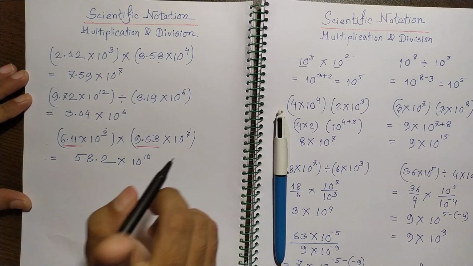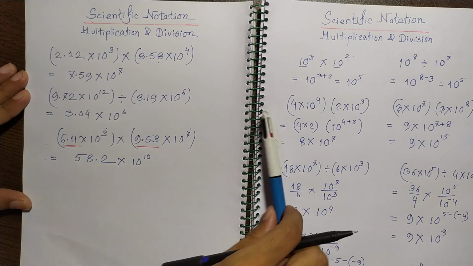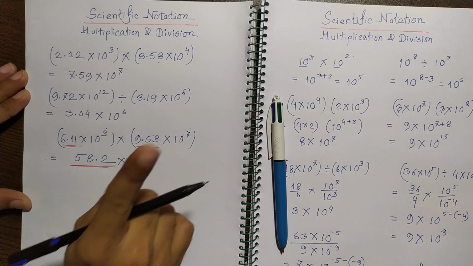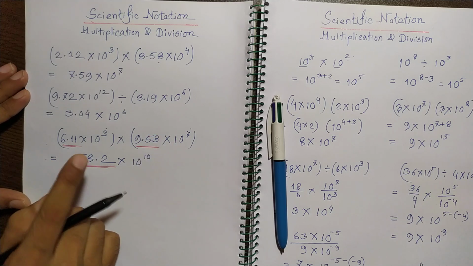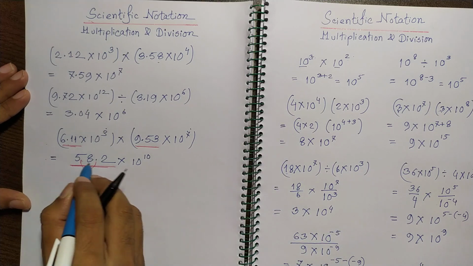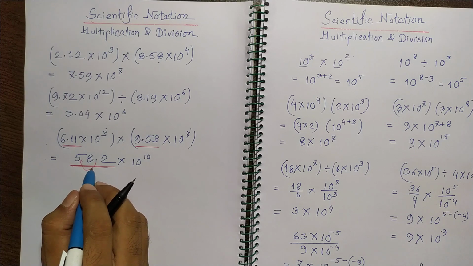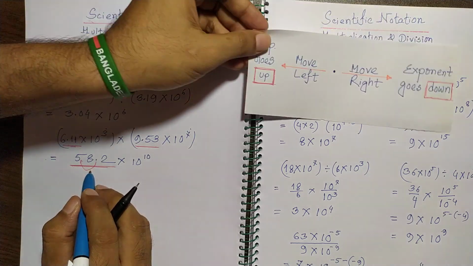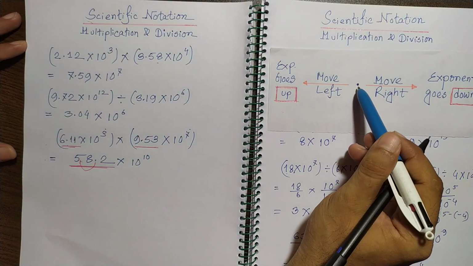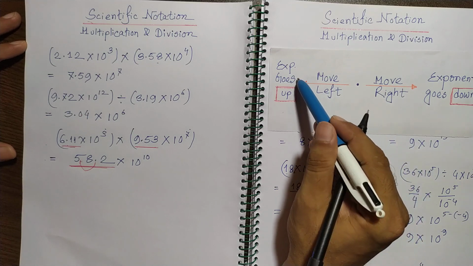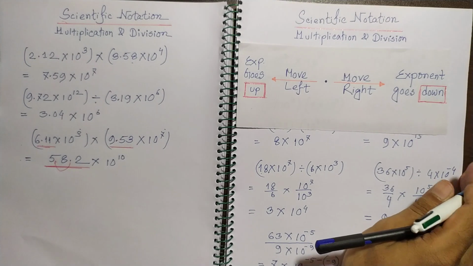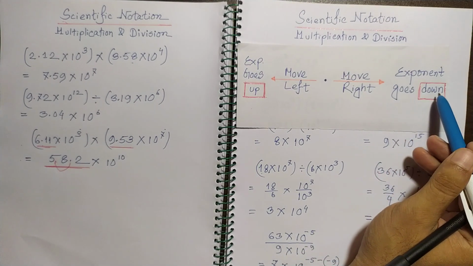But simply you must remember one thing, that this expression is not right. We must place one digit at the left of the decimal, so we need to move this decimal here, one digit left. So when we do the one digit left, can you remember what would be the process? If we move to the left from the decimal, our exponent goes up, and if we move to the right side, then the exponent goes down.